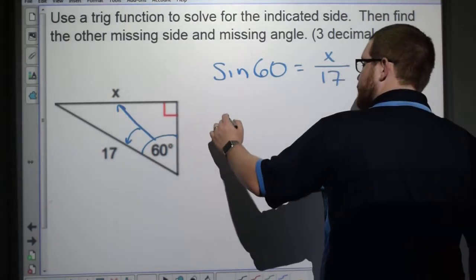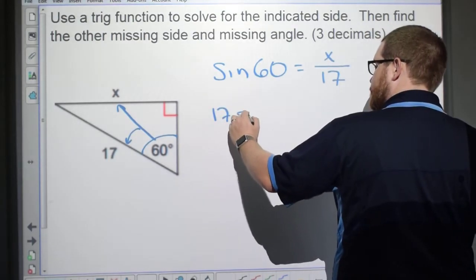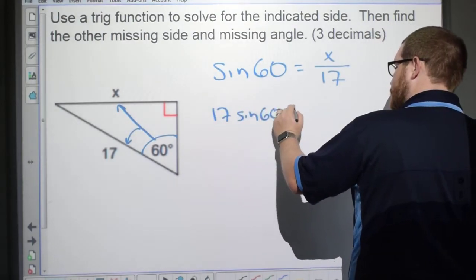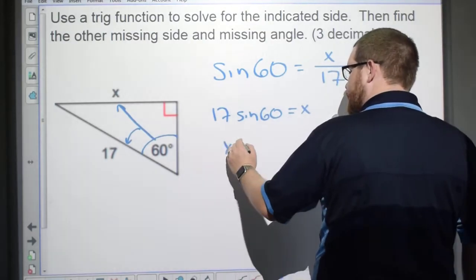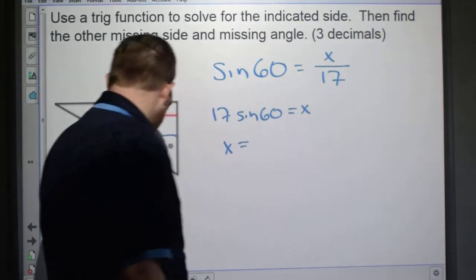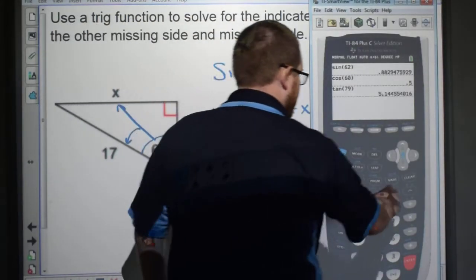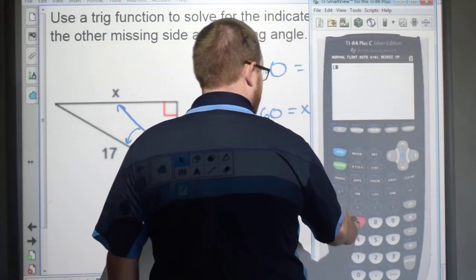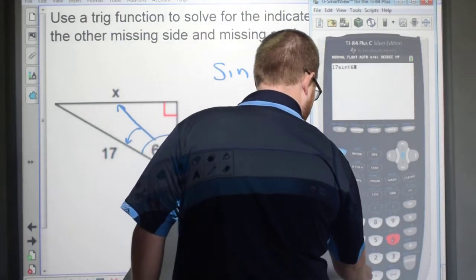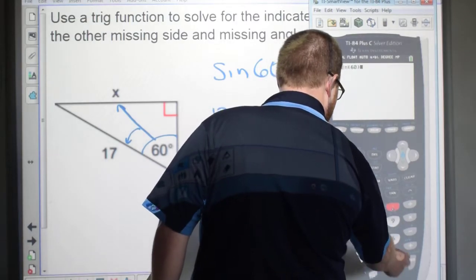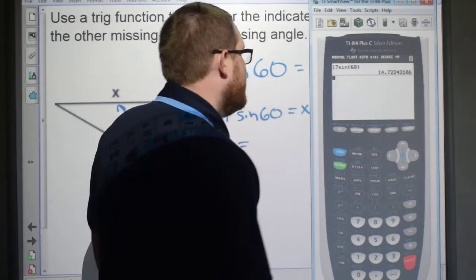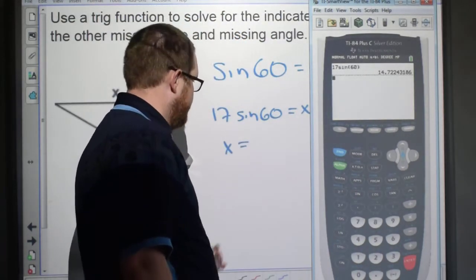If I just multiply the 17 over, now I can just type that in my calculator. 17 times sine of 60 is 14.722.